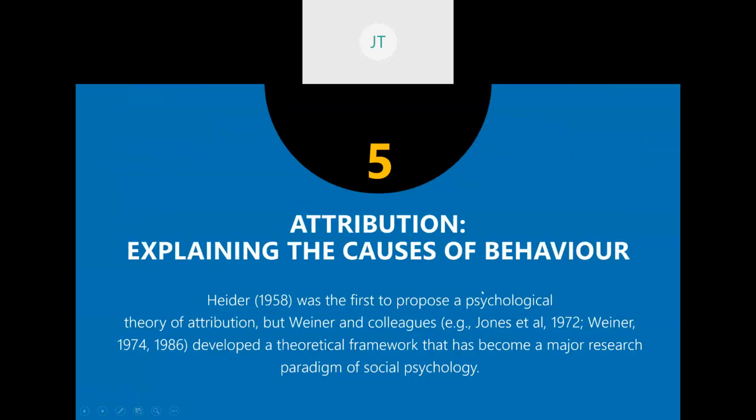Okay, my presentation is stuck. Okay. So attribution, explaining the causes of behavior, and we came to that Ram topic with the cigarette because it has some applicability in one of the examples in this theory also. So Heider, 1958, is the first to start it, then Weiner and colleagues, Jones, Weiner, all of them started to develop a theoretical framework that became a major research paradigm in social psychology, especially around students, how to deal with students, how to motivate them. So all about campus life, etc.